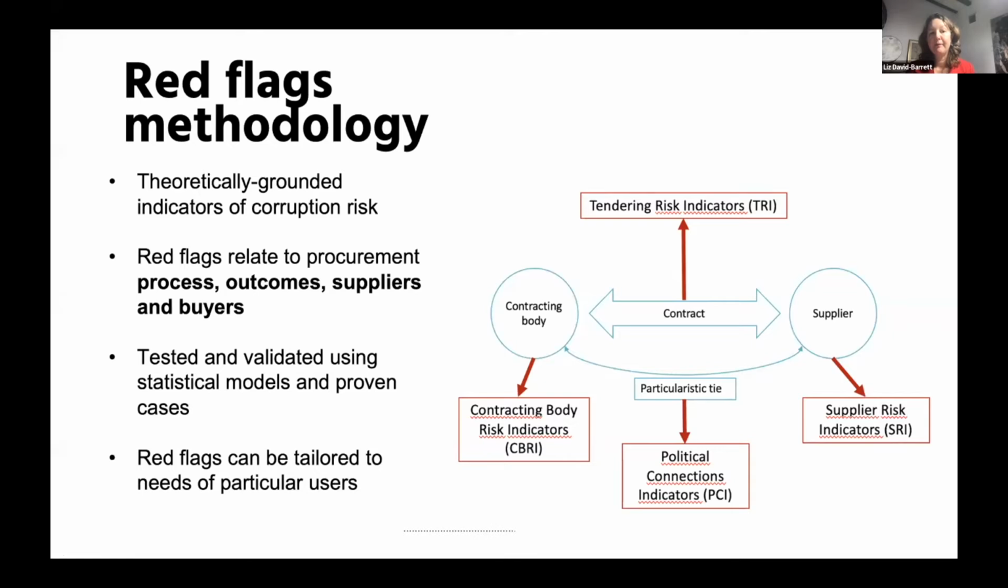and the supplier? So we've developed the methodology, then test it and validate it using statistical models and checking it against proven cases of corruption. And it's also something that can be tailored to the needs of particular users.